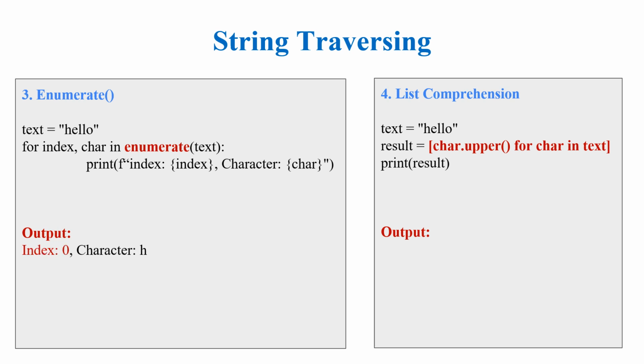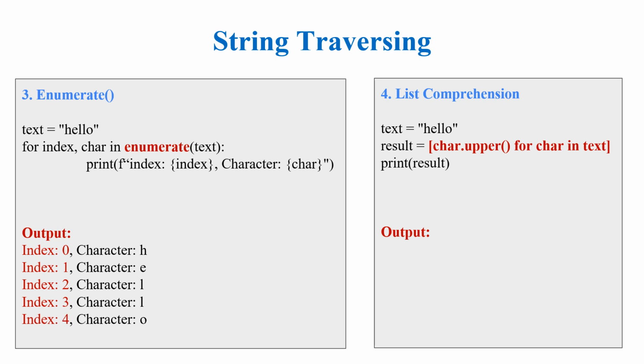So every time the loop is iterated, it will print the characters along with the index. The first time it iterates, it gets the element at position 0, that is H. Next at position 1, that is E. Then at index 2, that is L. Next it is index 3, that is again L. And finally it is O.